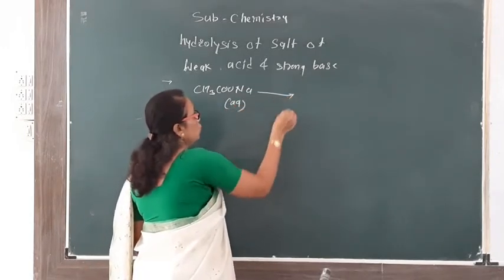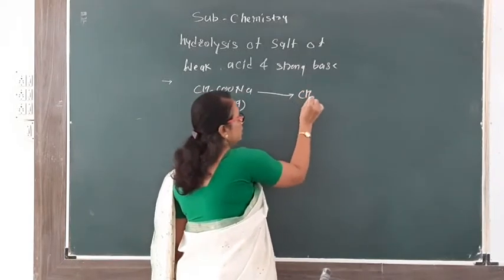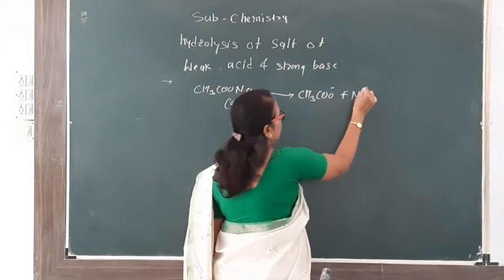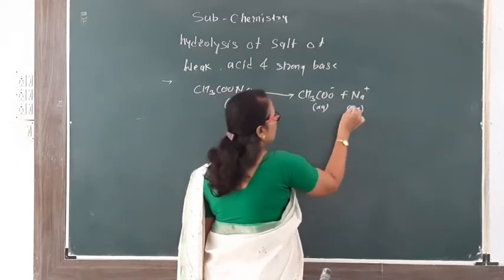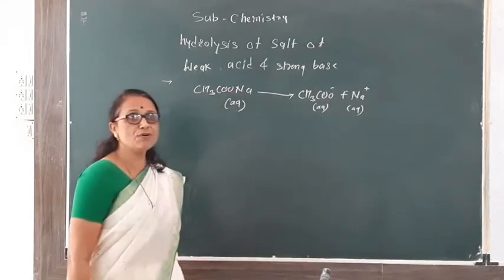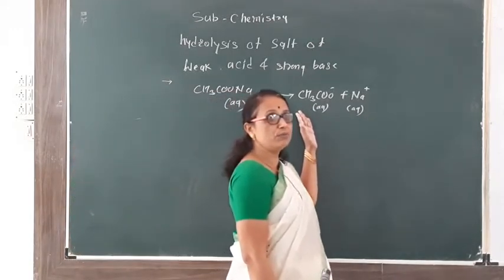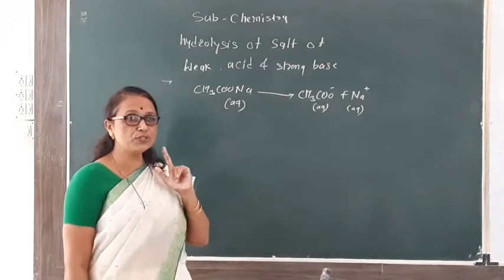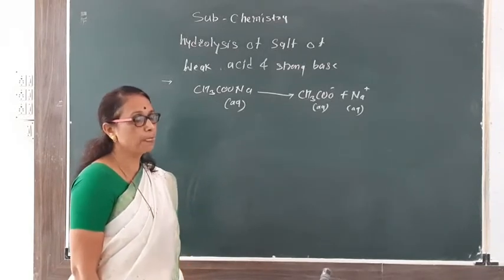When it is dissolved in water, that is in aqueous solution, it dissociates into CH3COO minus ions and Na plus ions. These ions are present in the solution. These Na plus ions are from the strong base and these acetate ions are from the weak acid. As Na plus ions are from a strong base, they do not combine with water.